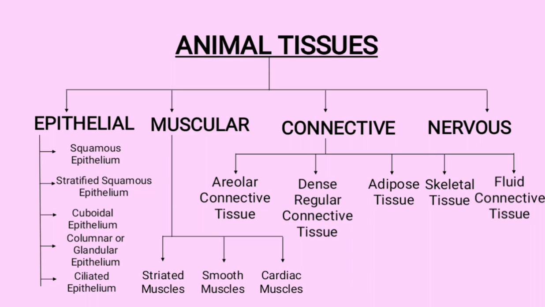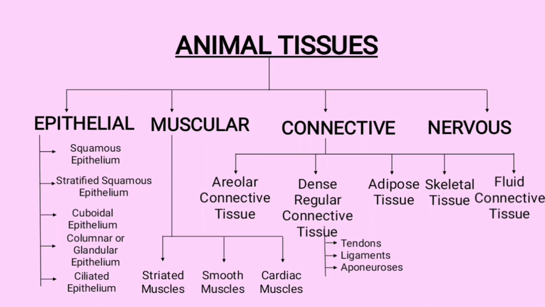Areolar connective tissues are the loose connective tissues and basically they provide support to the organs. Dense regular connective tissues are further divided into 3 types: ligaments, tendons and aponeurosis. Tendons join muscles to bones. Ligaments join bones to bones. Adipose tissues are the fat storing tissues. Basically, they store fat under our skin.